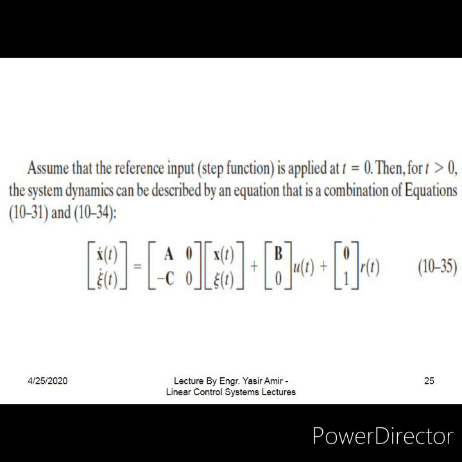Try to understand how we get this from those state equations and the output equation, which you can see over here. And then you see u over here. We will replace this u by the control law. As far as r is concerned, r is the input of the system. And we note that we apply the step function at t equal to 0. The system dynamics for t greater than 0 can be obtained on the basis of this equation.